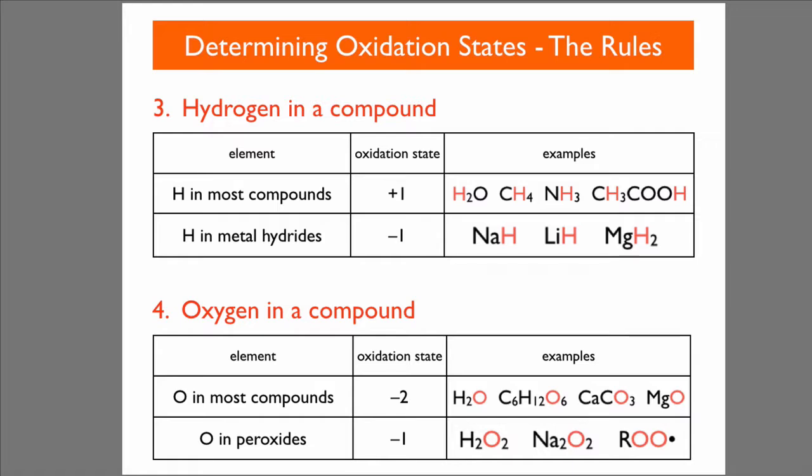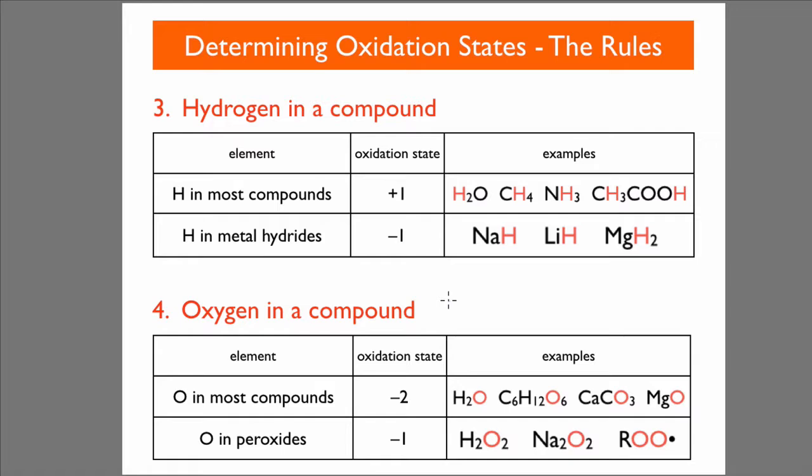Hydrogen in the majority of compounds has an oxidation state of +1. So here in water, it has +1, so overall it would be +2, because there are two hydrogens. Here, each hydrogen has a +1, so overall for hydrogen it's going to be +4, because there are 4 hydrogens, etc. But in metal hydrides, when hydrogen is bonded to a metal ion, its oxidation state is -1, such as in sodium hydride, lithium hydride, etc.